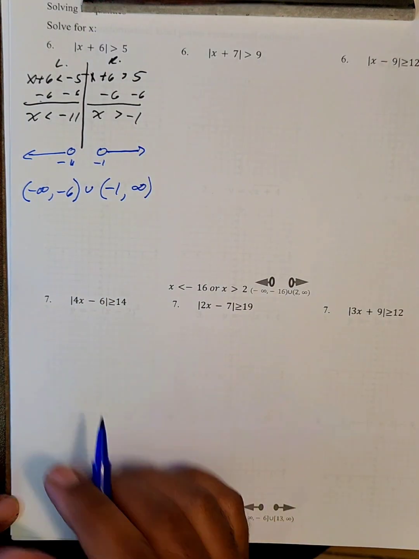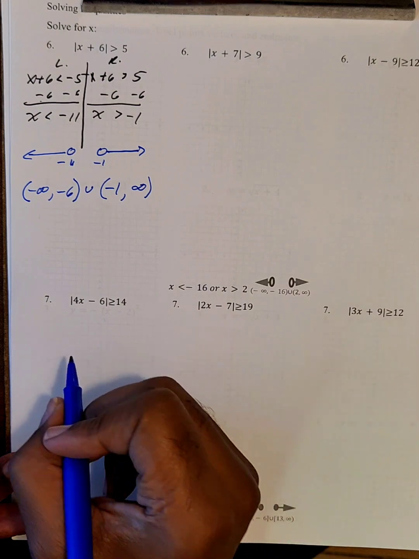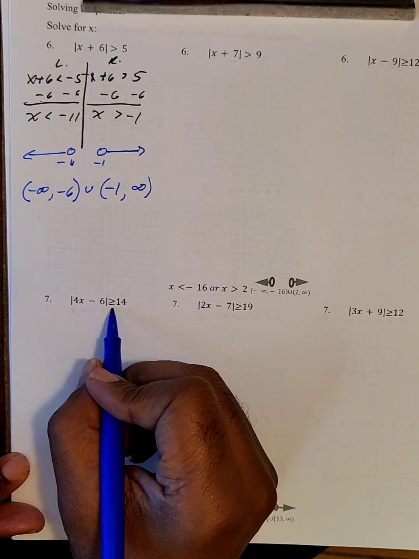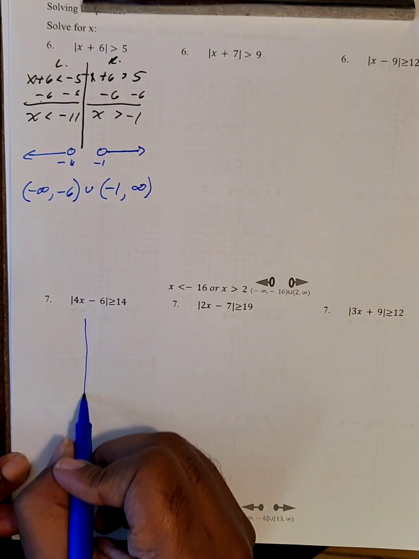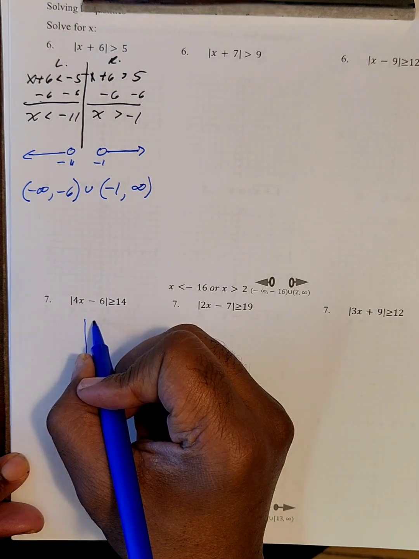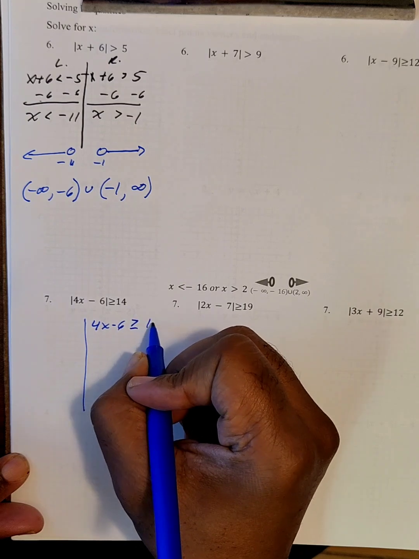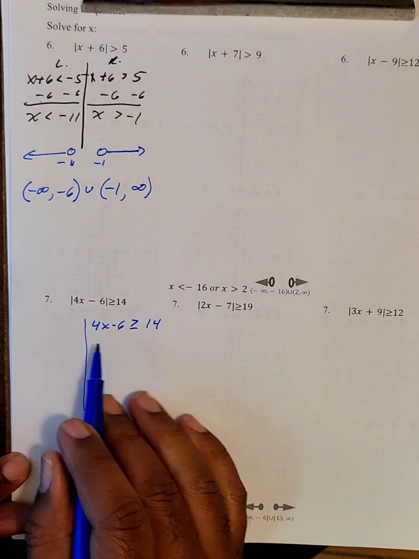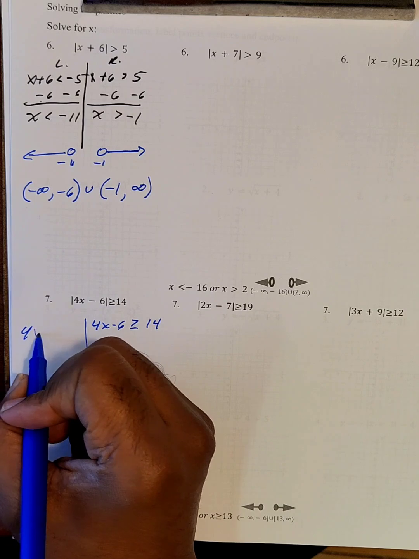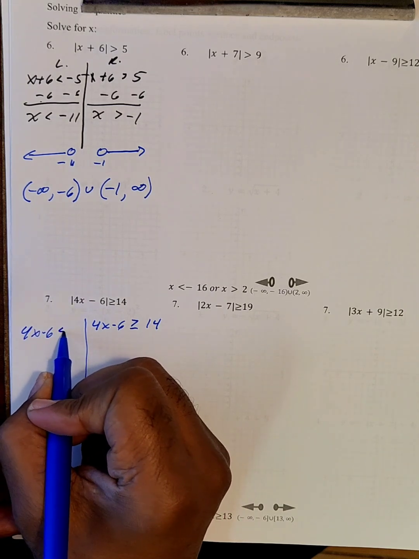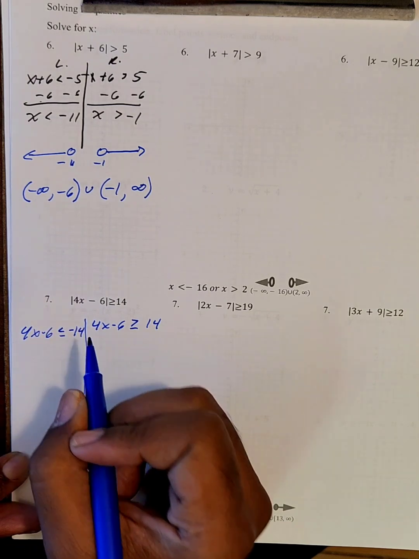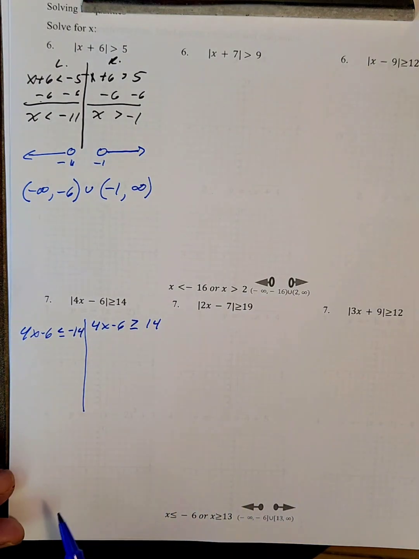Okay, let's take a look at number 7. Number 7, we're going to split this in two pieces because we have a greater than here. So this will be 4x minus 6 greater than or equal to 14. On the other side, we'll have 4x minus 6, but this will be less than or equal to negative 14. Okay, now we'll begin to solve both sides.